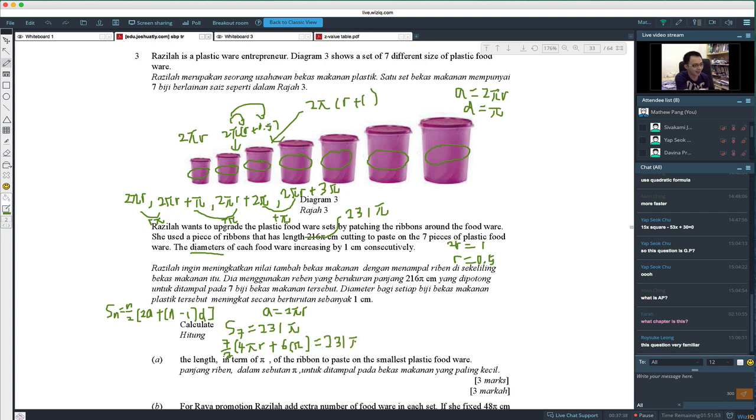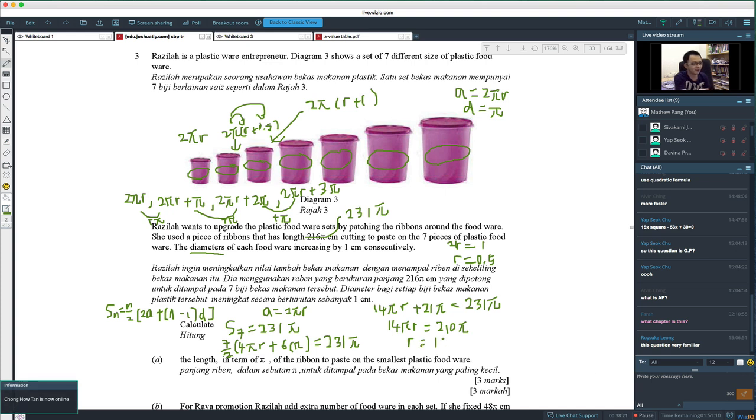Alright, then the next thing I do is I try to expand 7 over 2 into both. So 7 over 2 multiplied by 4, I will have 14 pi r. 7 over 2 multiplied by 6, I will get 21 pi, plus 21 pi equals 231 pi. Then I will say 14 pi r equals this one minus 21. I will get 210 pi. So my r is 210 divided by 14. 210 divided by 14, I will get 15. So the value for r will be 15.